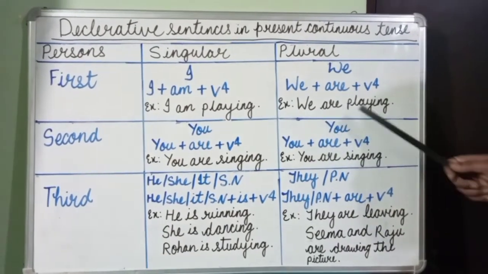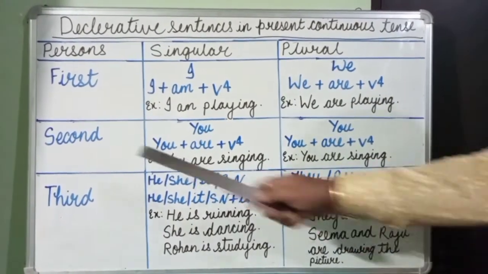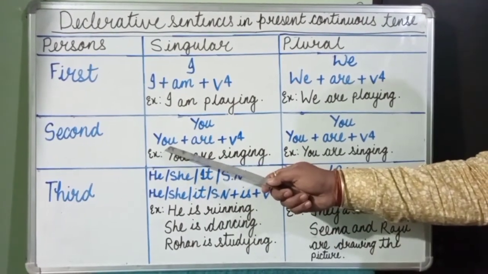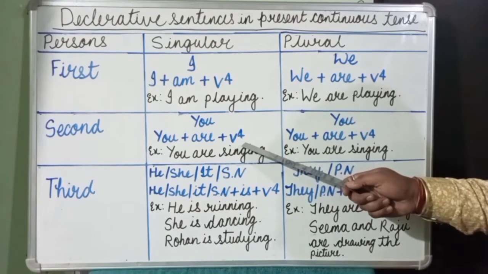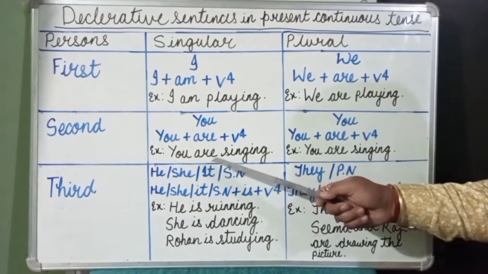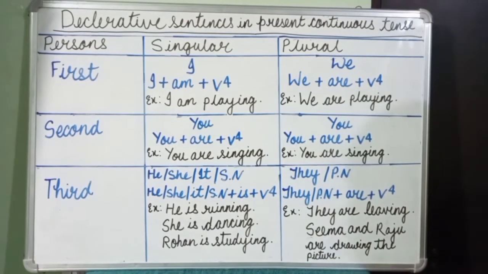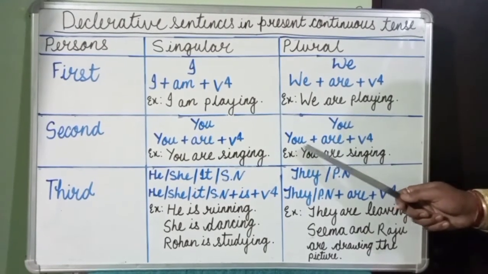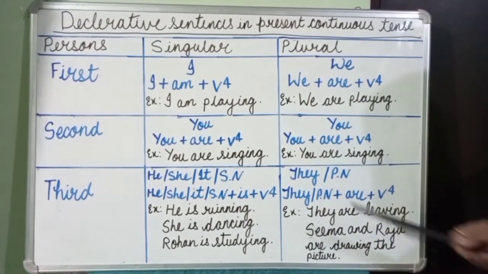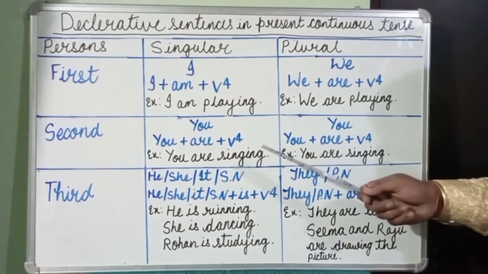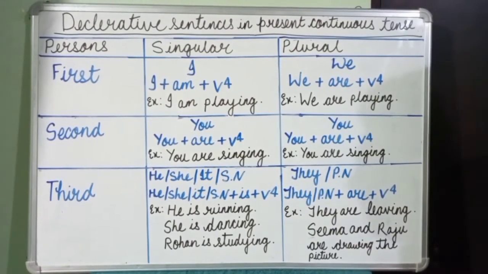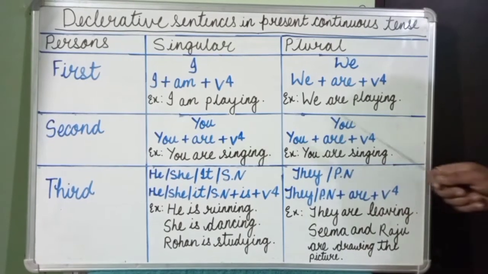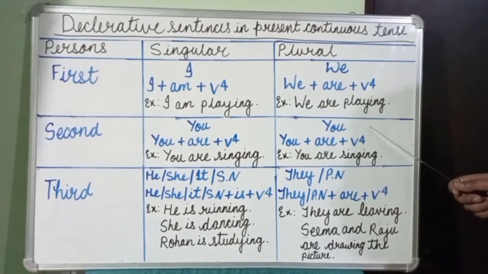Example, we are playing. In second person singular, the subject is you. And the rule is you plus are plus V4. Example, you are singing. In second person plural, that is also you, the rule is you plus are plus V4. Example, you are singing. These two forms look exactly the same, but there is a difference, children. Here we are talking about only one person, and here we are talking about more than one person.